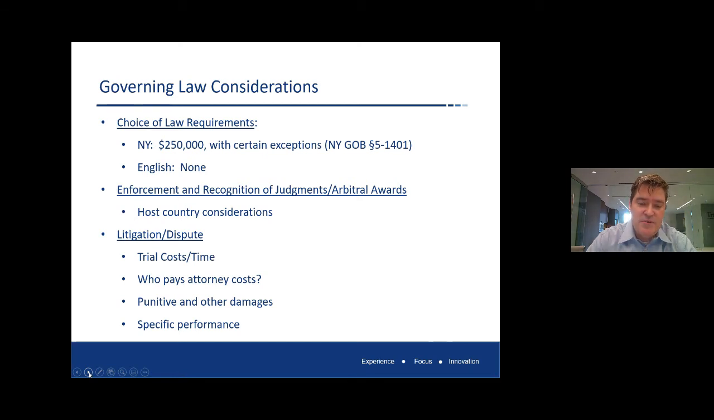Another difference is in punitive and other damages. New York is more expansive in terms of the types of punitive damages they'll allow, including treble damages, which are not allowed in the UK. And finally, specific performance. There's not a huge difference here, but generally speaking, New York courts are more willing to award specific performance. UK courts can, but tend not to do so if there are adequate liquidated damages available.